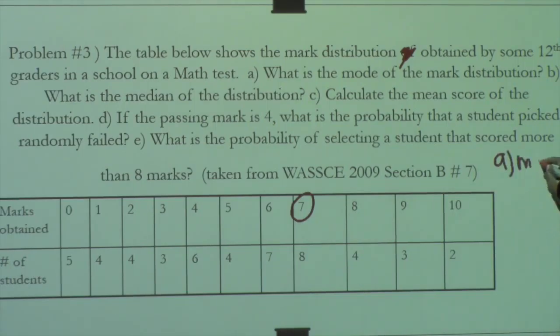So the mode here is what? The mark with the highest frequency is what? 7. There are more people who got 7. 8 persons got 7, the highest in the group, so that's the mode.